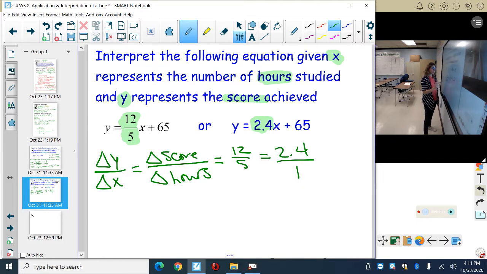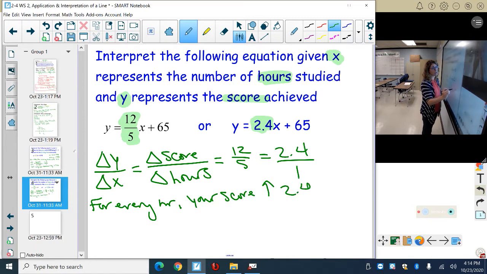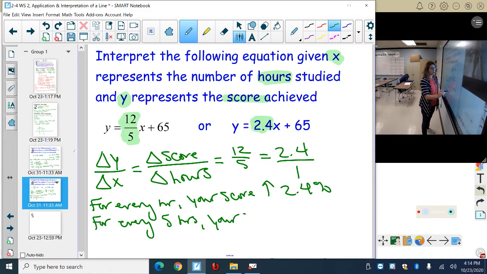So that means for every hour, your score increases 2.4% if we do the 2.4. Or we can say for every 5 hours, your score increases 12%. Do you see how that's possible?